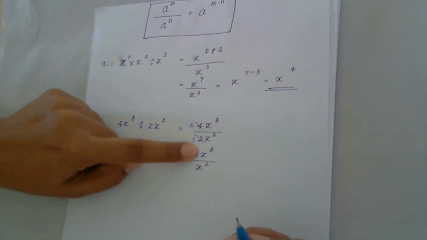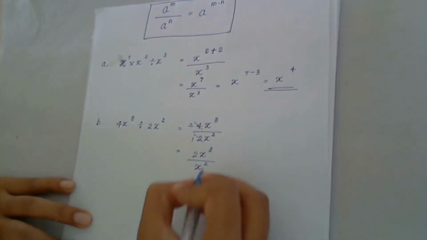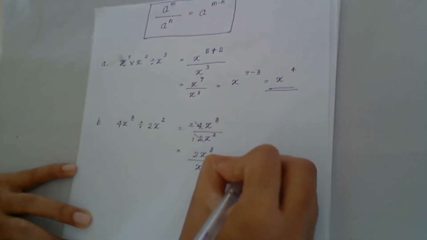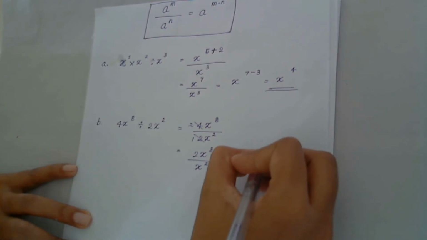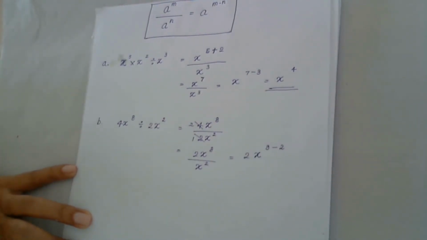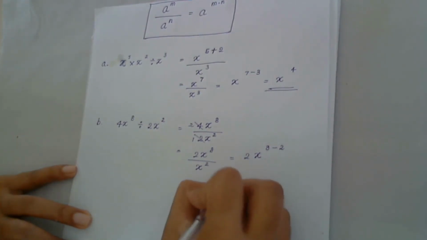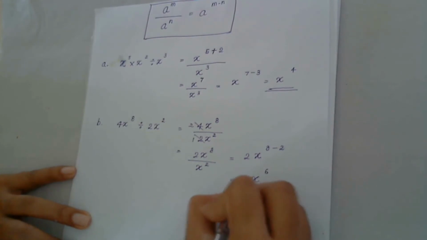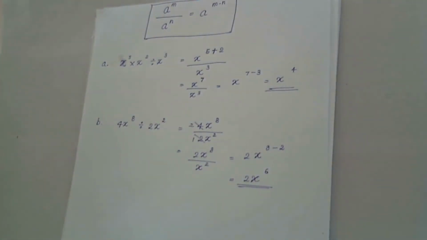Here the base is the same, it is x. So we can simplify it like this: 2 into x to the power 8 subtract 2. Then 2x to the power 6 is the answer. Okay, I think it is clear.